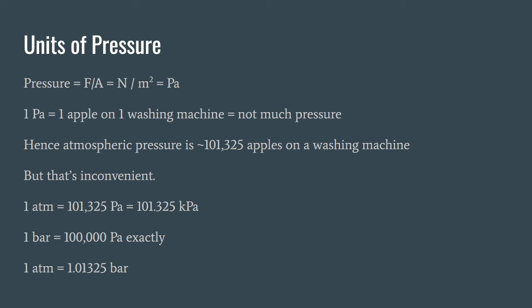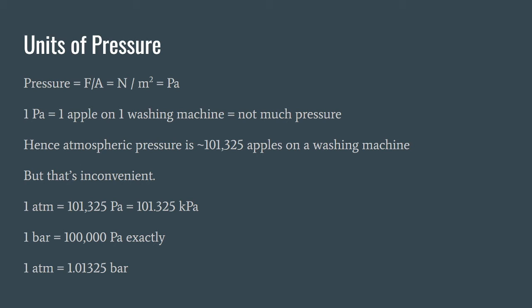Okay. So 1 Newton is about the weight of 1 apple. 1 square meter is the top of the washing machine. Right? So 1 apple spread out over an entire washing machine. So imagine you take the apple and you make applesauce and you spread it out over the entire washing machine. That's not much. That's a very small amount of pressure. Hence, the entire atmosphere pushing down on you is 101,325 pascals. That's 101,325 apples sitting on a washing machine. Yeah, that's much more significant.